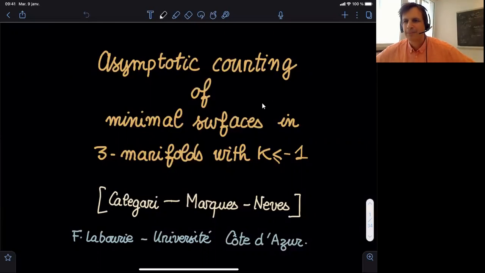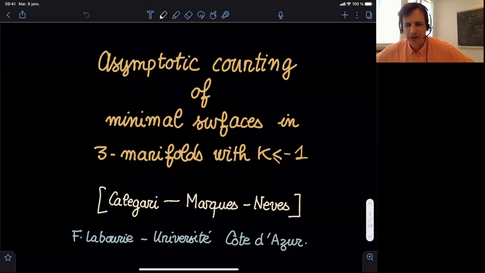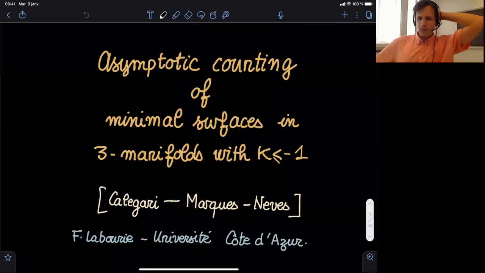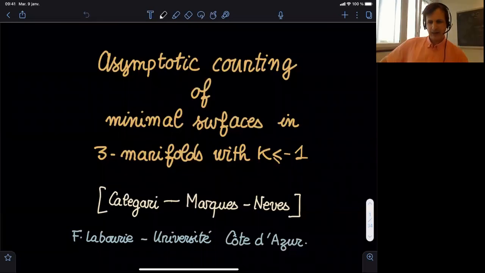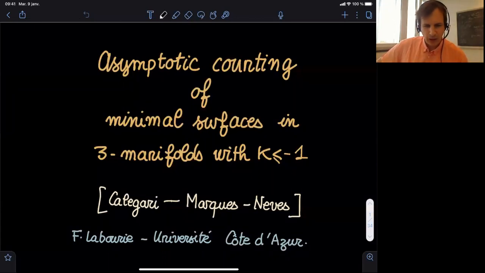We will now listen to François Labourie, Université Côte d'Azur, and François will tell us about the asymptotic counting of minimal surfaces in three manifolds. Those are works by Calegari, Marques, and Neves, and maybe François will introduce his own twist on this asymptotic counting.